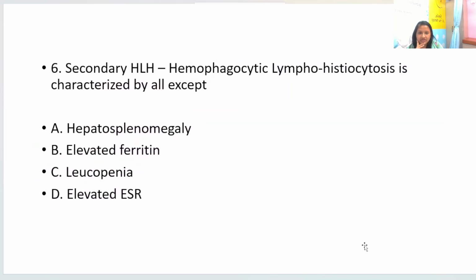Secondary HLH, hemophagocytic lymphohistiocytosis, is characterized by all except. So your options are hepatosplenomegaly, elevated ferritin, leukopenia and elevated ESR. So in secondary HLH or MAS, as it is also called, macrophage activation syndrome, you're going to see hepatosplenomegaly, elevated ferritin, yes, leukopenia, yes, but not elevated ESR.